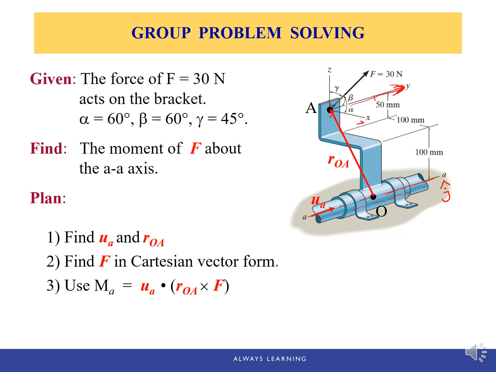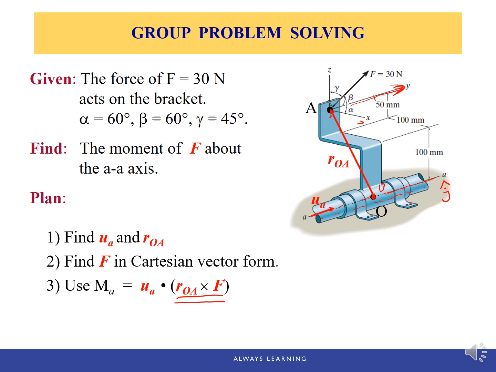So that will make things much easier. So we'll say just find the force in Cartesian vector form. Then we are going to find the moment of the force about point O. So this is the point O, a point located in the middle of this AA axis.